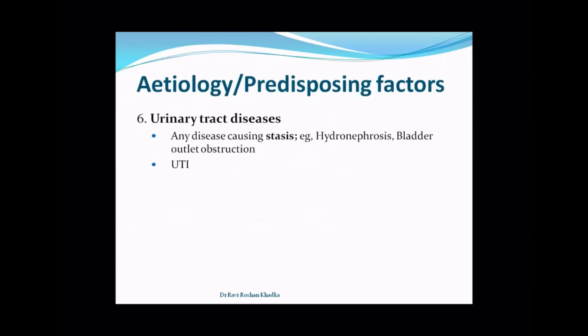There are some urinary diseases, basically any disease that causes stasis. Stasis means decrease in flow of urine. That can lead to stone formation. For example, this is the kidney, you can see over there. Suppose there is an obstruction of urinary flow due to narrowing at the PUJ, allowing just a little urine to go down, but more of the urine will stay here in the pelvicalyceal system. This leads to stasis, and stasis leads to supersaturation of urine and can start precipitation of a stone.